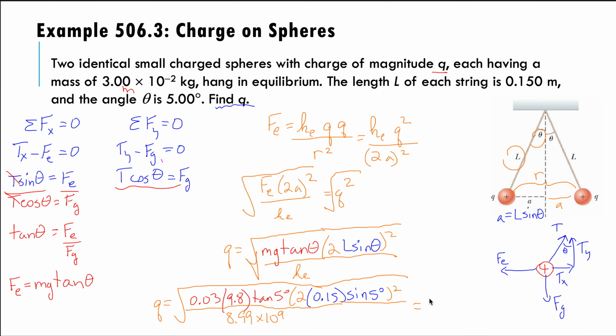The final answer is 4.42 times 10 to the negative 8 coulombs. So that is the magnitude of the charge on each sphere that will allow all of the forces to balance each other out, and it will allow these charges to hang in equilibrium.